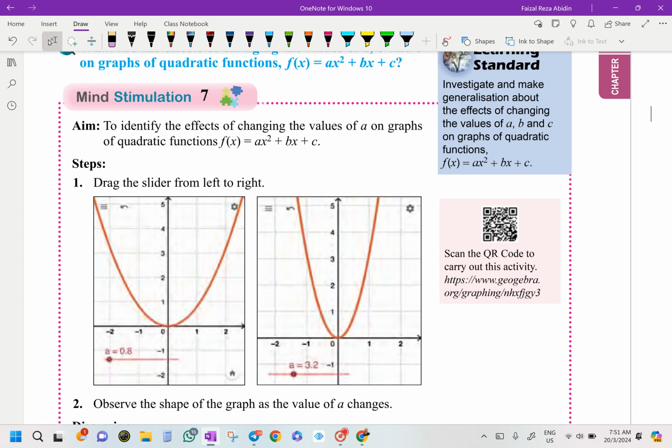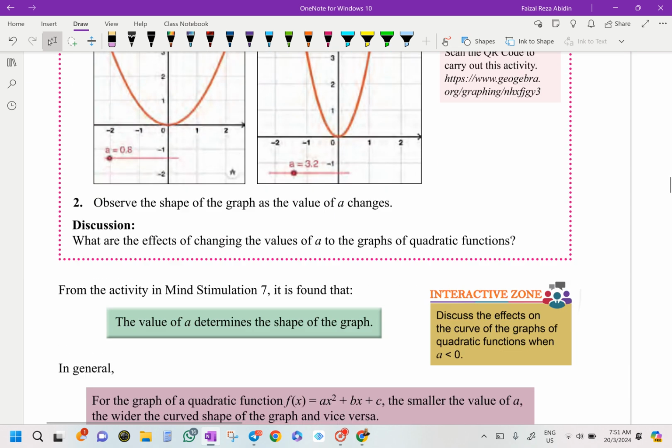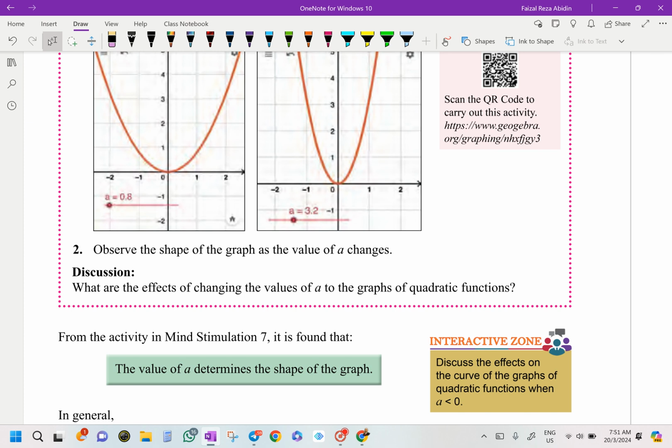GeoGebra. Siapa pernah guna GeoGebra? Nampak sangat aku angkat tangan, aku seorang lah kan. Okay, so if you look over here, the value ni terus bagi jawapan dah. Kalau saya bagi macam ni, korang tak nampak apa dia. The value of A determine the shape of the graph.